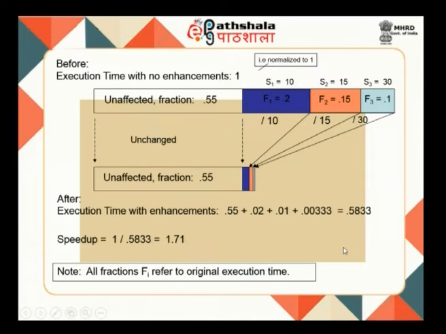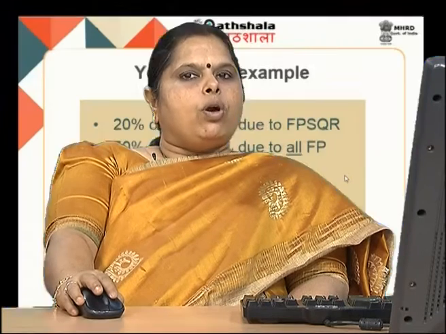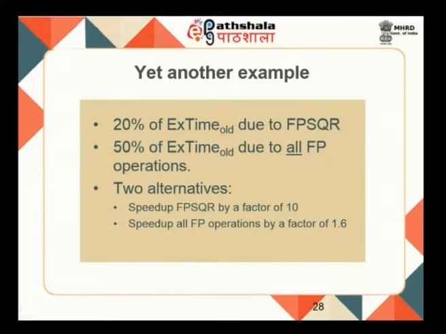So this is again a pictorial depiction of the various enhancements. One portion, 55% of your execution time, is not affected at all. For the remaining 45% you have different speed ups that have been indicated. You calculate all these values and you find that there is an overall speed up of 1.71. So this is yet another example of speed up values, to show how important it is to concentrate on the common cases and help you make design options.